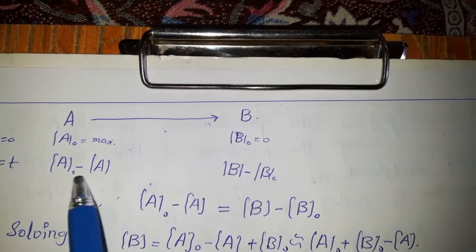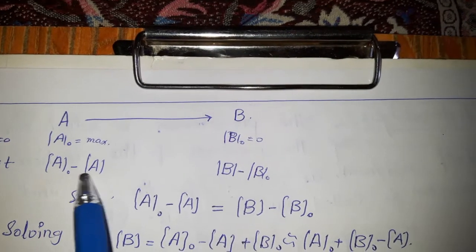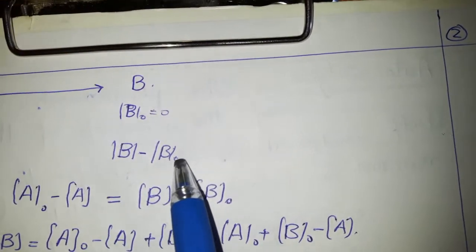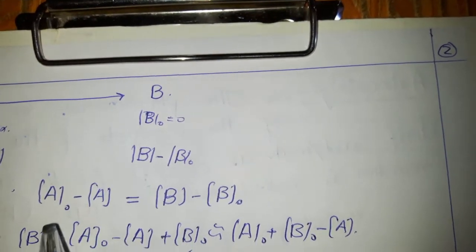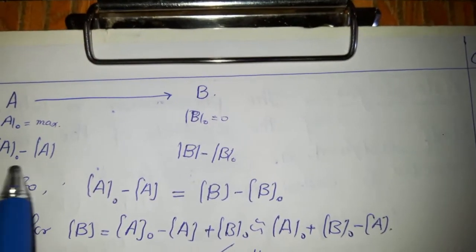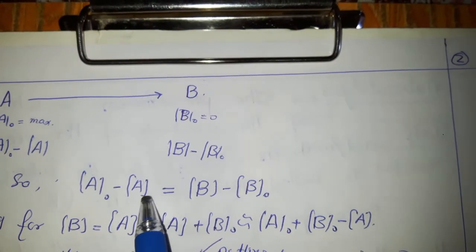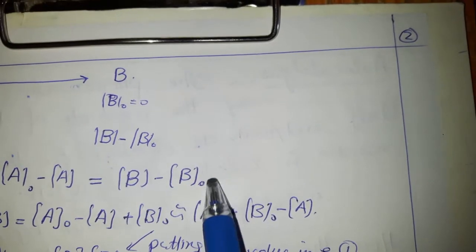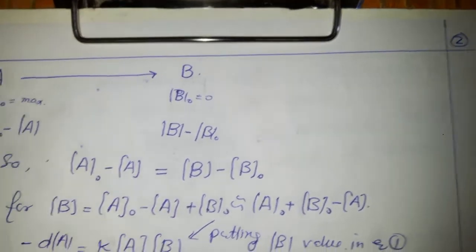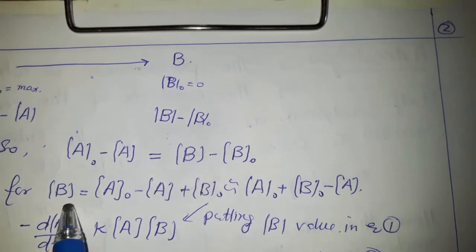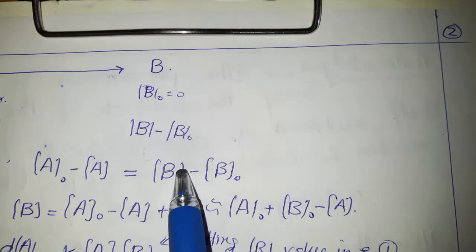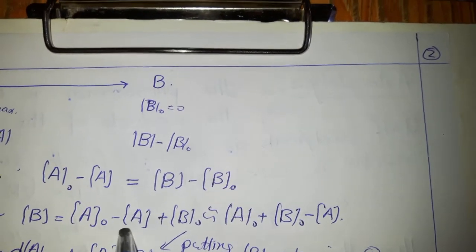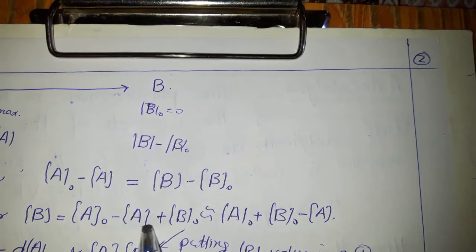This gives us the amount of reactant A consumed, and this shows the amount of product B formed at any time t. If the stoichiometry of the reaction is followed, the amount of A consumed will be equal to the amount of product B formed at any time t. Solving for the concentration of B, we take B on one side and transfer the rest to the other side.